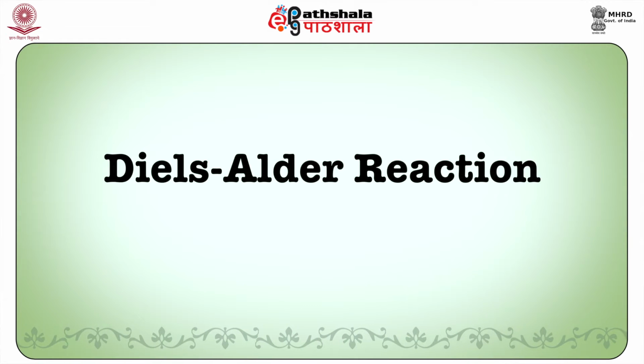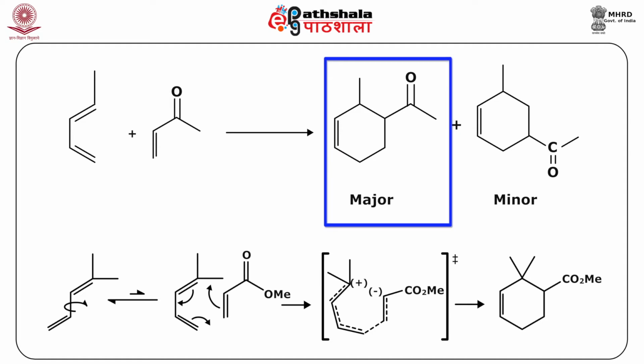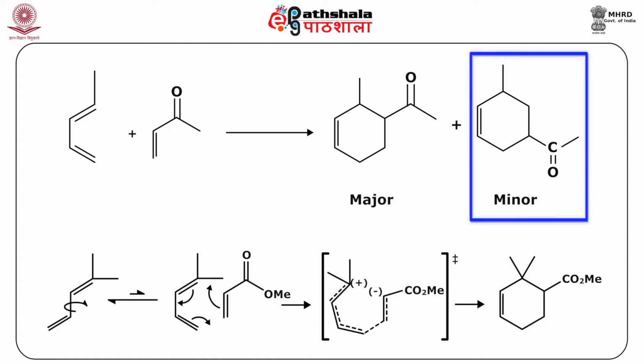Diels-Alder reaction. In the Diels-Alder reaction, a diene bearing an electron-donating group at C1 has its largest HOMO coefficient at C4, while the dienophile has the largest LUMO coefficient at C2. Pairing these two coefficients gives the 1,2-methylcyclohex-3-enyl-ethanone product as major and the 1,5-methylcyclohex-3-enyl-ethanone product as the minor product.